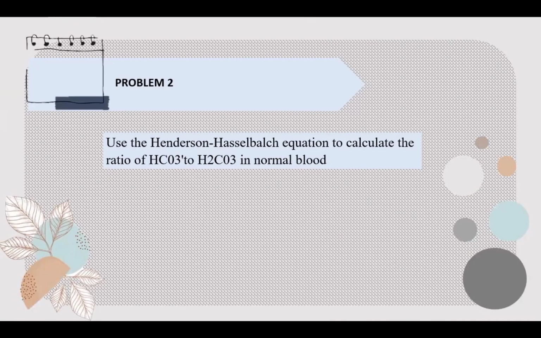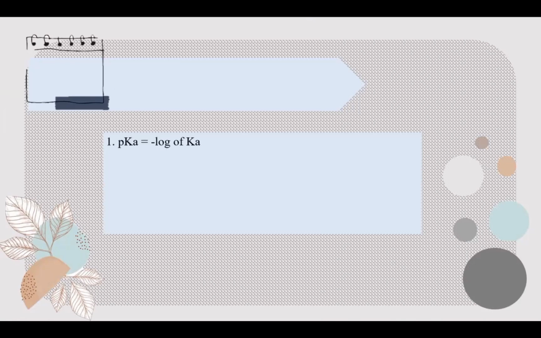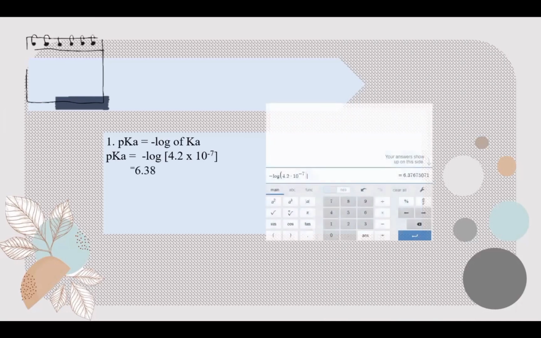Problem: use the Henderson-Hasselbalch equation to calculate the ratio of bicarbonate to carbonic acid in normal blood, which has a pH of 7.40. So to solve, we use the formula pKa equals negative logarithm of the Ka. First, the pKa is equal to negative logarithm of 4.2 times 10 to the power of negative 7. As shown in the calculator, the answer is 6.37675071. And the final answer is 6.38.